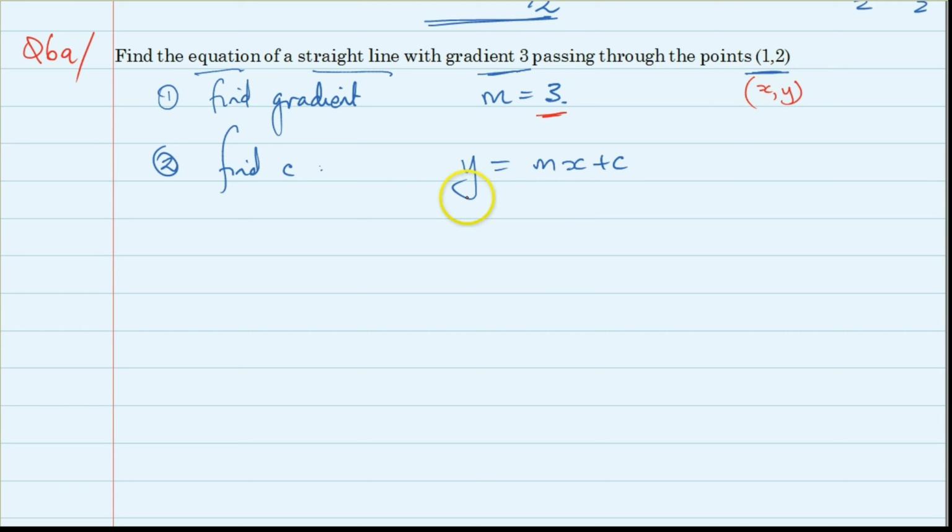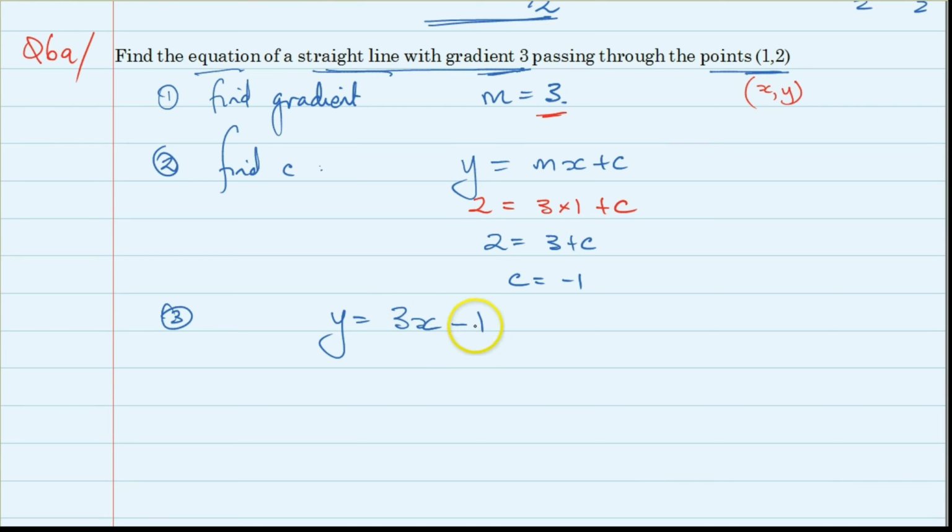So we can substitute these into the equation. So 2 is equal to 3 times 1 plus c on the end. So 2 is equal to 3 plus c. c must equal -1. And so step 3 says to write the equation. The equation for the straight line with gradient 3 passing through that point will be y is equal to 3x minus 1.